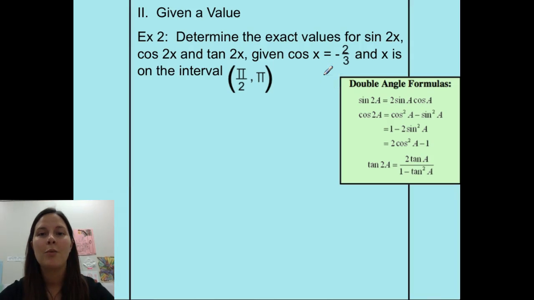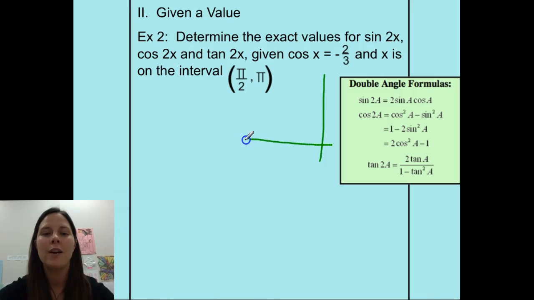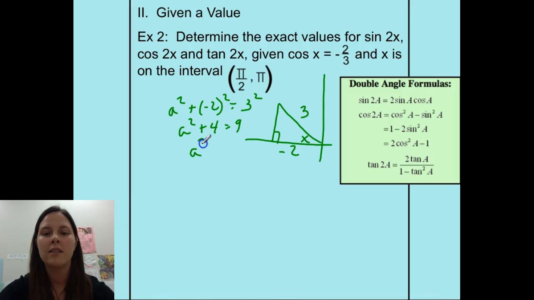Our next example, we're going to be given the cosine and the quadrant so that we can figure out the signs on the other trig functions. We're between pi over 2 and pi, so that's our second quadrant. We know our cosine is negative. We were given negative 2/3 for our cosine of x. In the second quadrant, sine will be positive, so we'll find the sine by using Pythagorean theorem again. So we've got that a squared plus b squared equals c squared. Squaring each piece and subtracting, we get a squared is 5, so that missing side is the square root of 5.